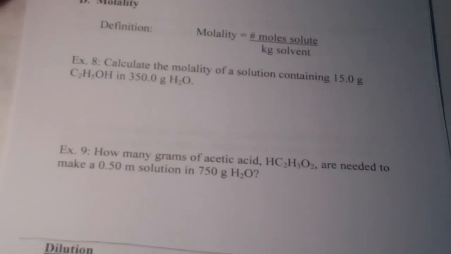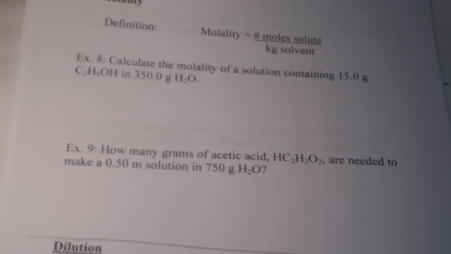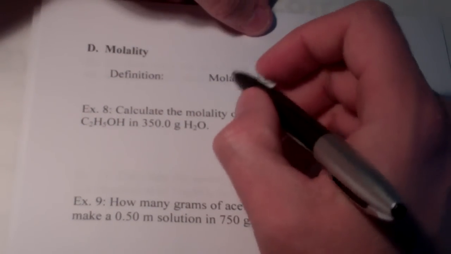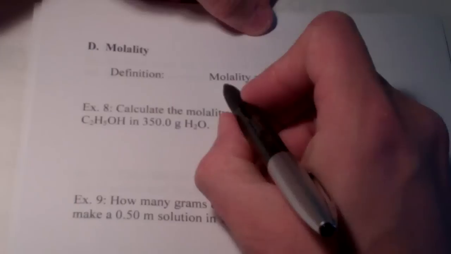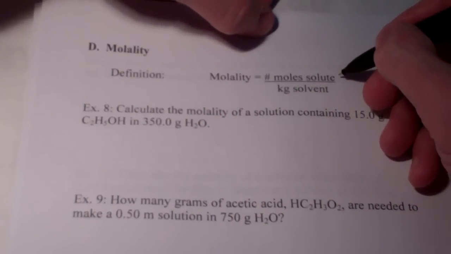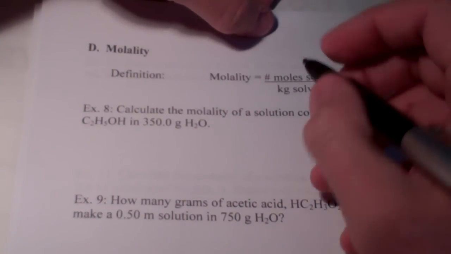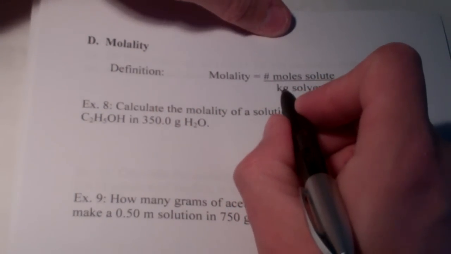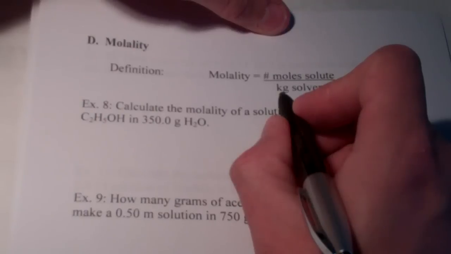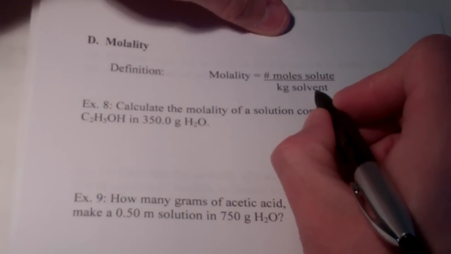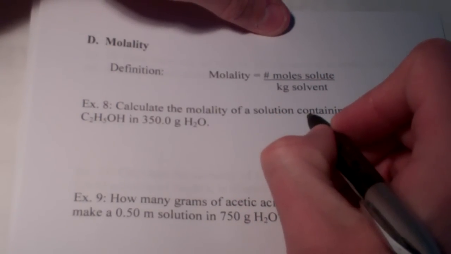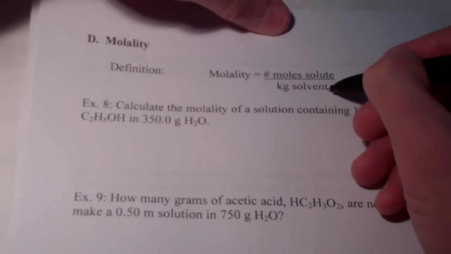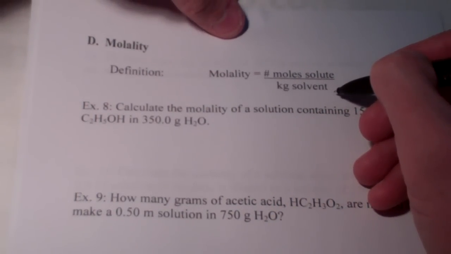All right, molality is the last unit of concentration that we're going to worry about in this chapter. Sounds a lot like molarity, doesn't it? Molality has the same numerator, moles of solute. However, the denominator is different in 2 different ways. First of all, it's kilograms, not liters. And it's solvent, not solution. So molality is moles of solute divided by kilograms of just the solvent.